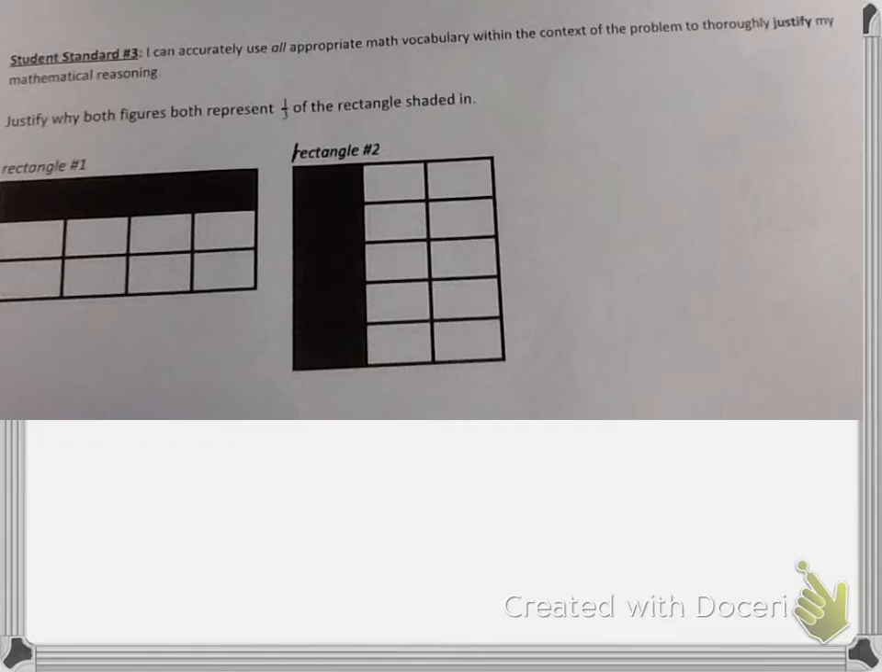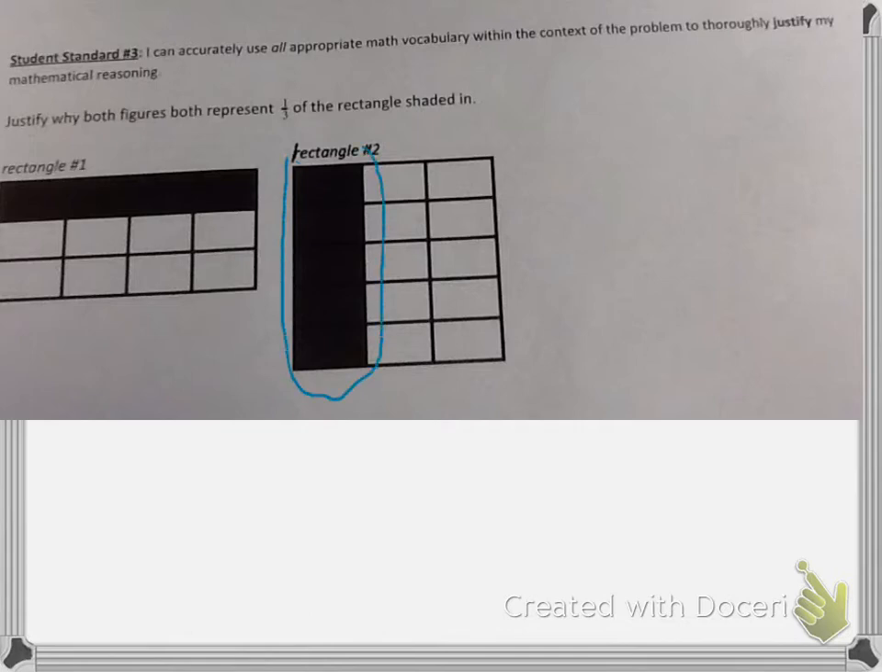The justification question for your formative was: justify why both figures represent 1/3 of the rectangle shaded in. We have rectangle number 1 and rectangle number 2. So you need to explain why they're both equal to 1/3. One thing that I would recommend you do is make sure that you identify and use the drawing to help you.